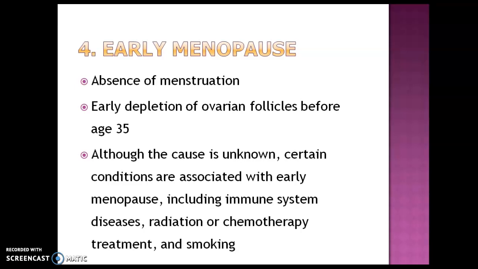Can you imagine? Although the cause is unknown, certain conditions are associated with early menopause, including immune system diseases, radiation or chemotherapy treatment, or smoking, which can also cause early menopause. And if menopause happens too early, there will be too many problems with hormones, and that can cause infertility.